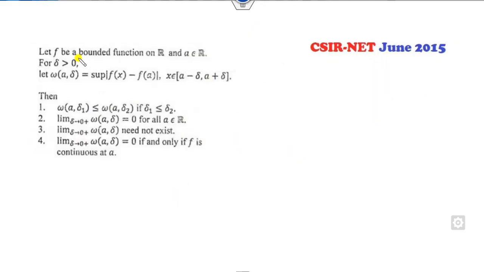Look at this next one. f is my bounded function. You can take any bounded function. a is my real number, so the answer is not dependent on a. I can take a as 0, and you can take any bounded function, like a constant function.